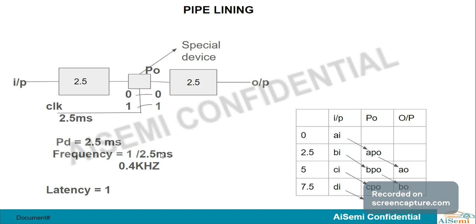Another way is also known. Here the number of special blocks in the circuit diagram is used. Here there is only one special block, this is the latency. Here we used only one special device. That's why latency is 1. This is a simple funda.